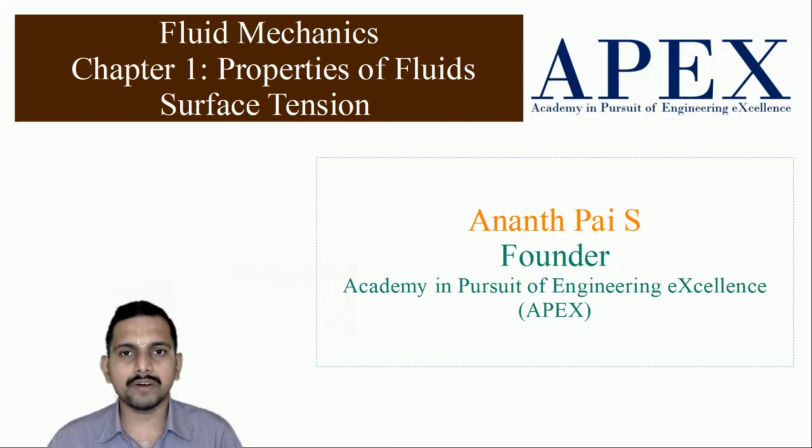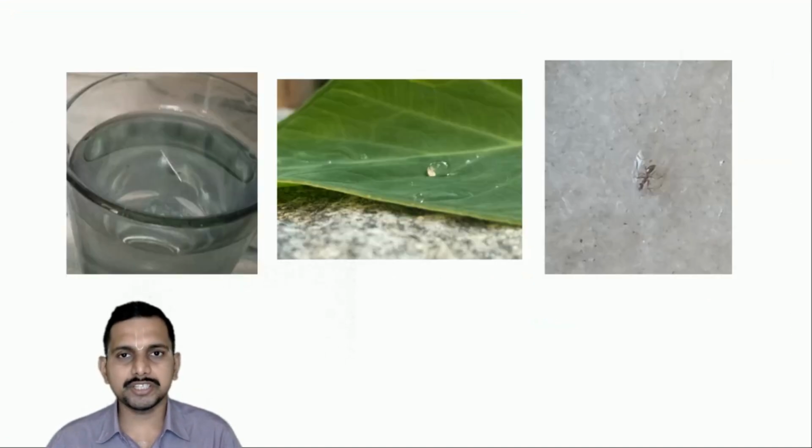Today we will continue our series on fluid mechanics, in that chapter 1 properties of fluids, and in that surface tension. Now as we know, we encounter surface tension a lot in our day-to-day life. Like if we drop a pin in water, this pin can float on the surface of water, or a water droplet will roll down freely on the surface of a hydrophobic leaf. Most of the leaves are hydrophobic.